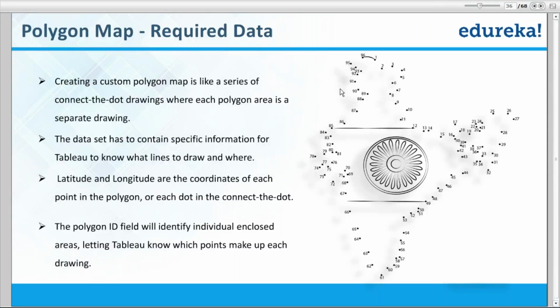And I also need to define my latitude and longitude coordinates for each and every point in the polygon, each dot here. For each point, I need to tell Tableau to connect from this latitude, this longitude, this point to this latitude, this longitude, this point. Like that I need to say the connection from where to where it needs to connect.